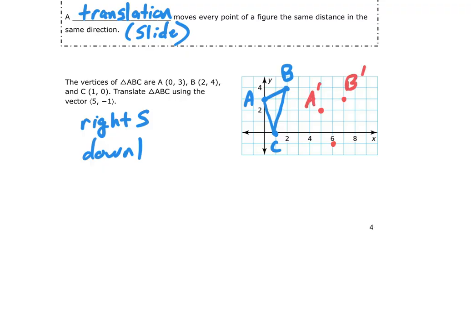We're going to label these A prime, B prime, C prime. And that would be our new figure. When I look at these two figures, what do we notice? What would be something you would say about these two figures?